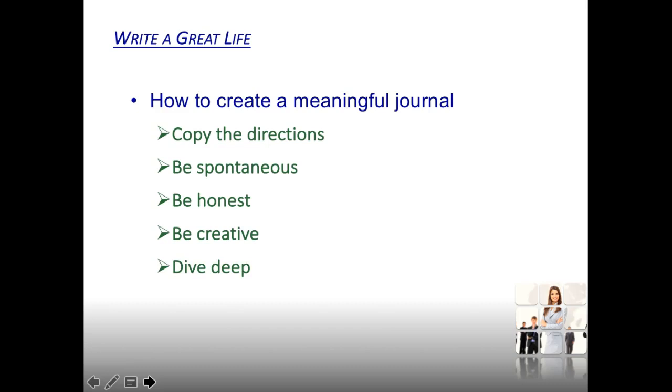Finally, dive deep. What do I mean by this? Simply put, when you're journaling, I want you to answer each question thoroughly. A sentence or two doesn't really give me background into your situation or beliefs, nor does it adequately respond to the questions in the journal. So make sure you take some time and adequately cover the material as you respond.